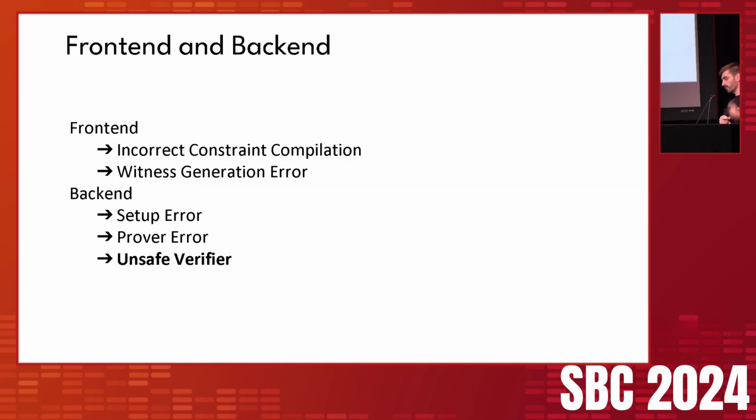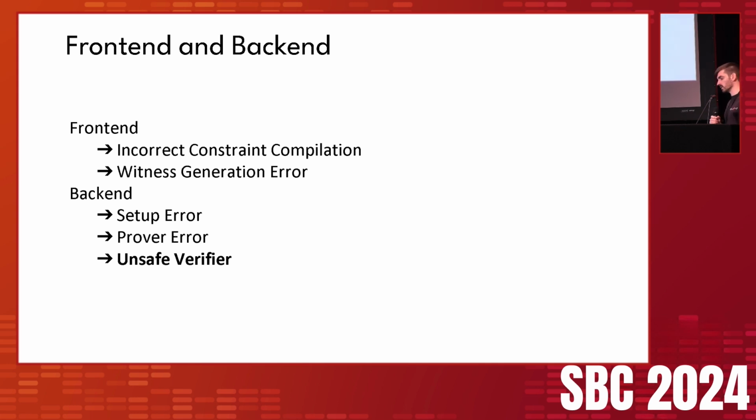The next layer is the front-end and back-end layer. In the front-end, there are very few vulnerabilities. We also believe the reason is because there have not been that many audits and people have not paid that much attention to the front-end. For example, if you start implementing aggressive optimizations in your compiler, that might lead to severe vulnerabilities.